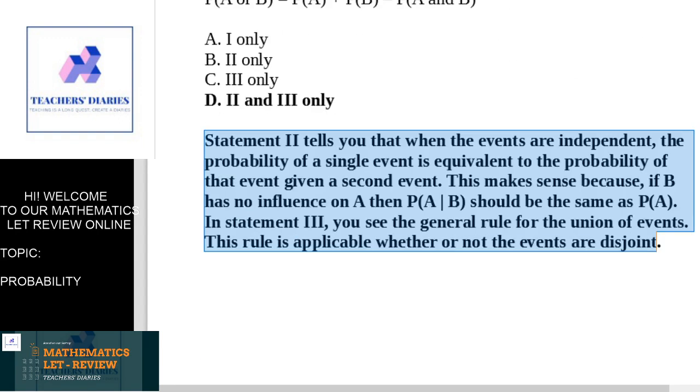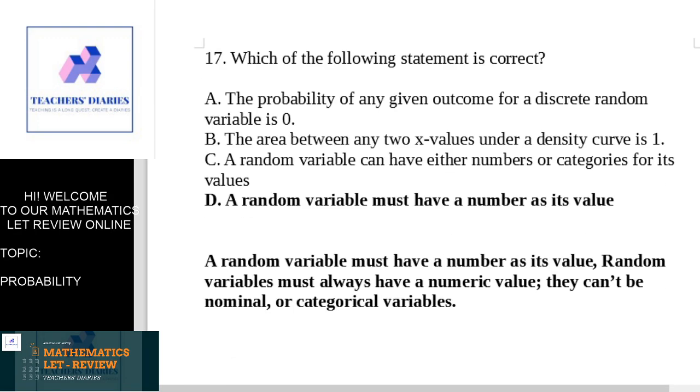Now let's proceed to number 17. Which of the following statements is correct? A probability of any given outcome for a discrete random variable is 0. That would be the choice of letter A, but let's make it short. The answer is letter D.